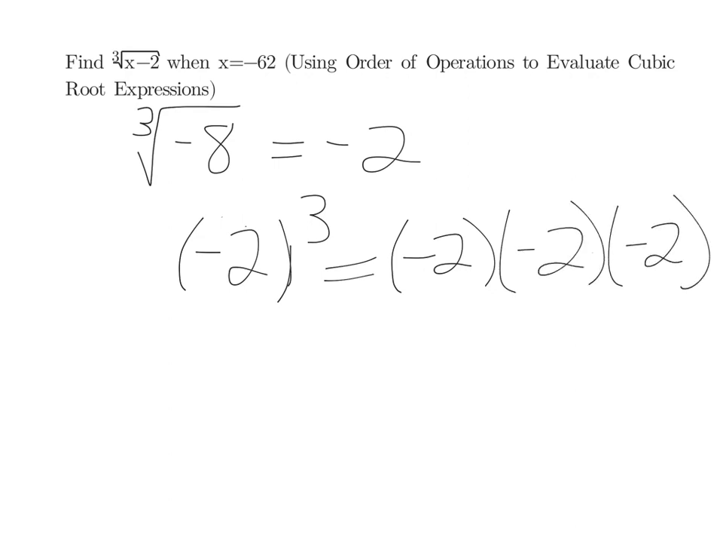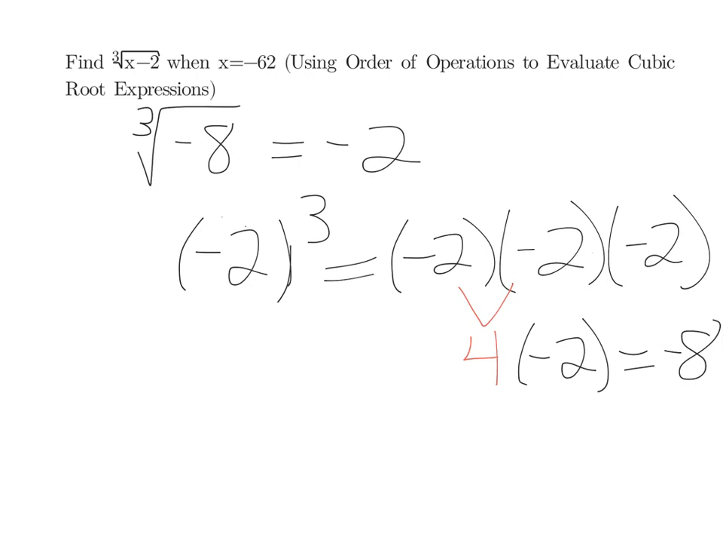So I'm going to go ahead and multiply the first 2 factors. Negative 2 times negative 2, well, that is a positive 4. I still have my last factor of negative 2. And positive 4 times a negative 2, well, that is a negative 8. So if you take the cubic root of a negative number, your result will be negative. And if you take a cubic root of a positive number, then the result will be positive.